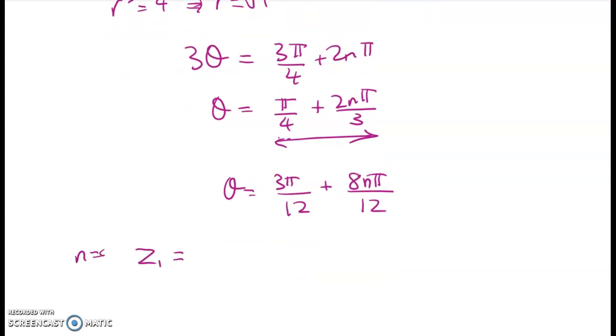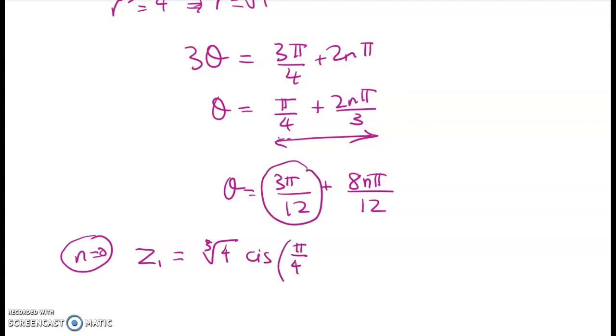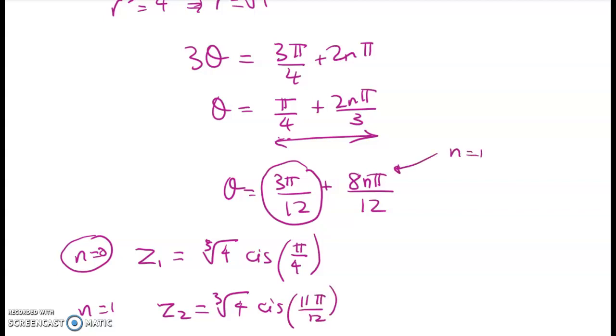So Z1 is when n equals 0. Z1 is going to be the cube root of 4 cis just this. So 3 pi on 12, which we're going to write back as pi on 4. When we have n equals 1, we get our second solution. And that's going to be the cube root of 4 times cis of 11 pi on 12, right? That's substituting n equals 1 in there.